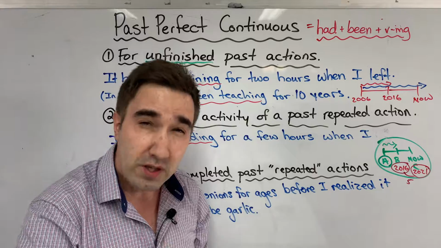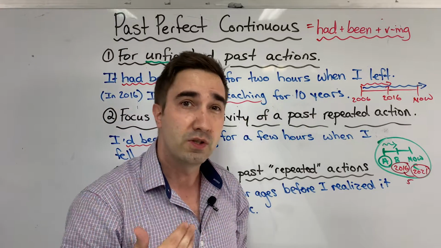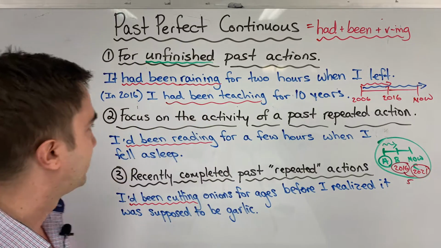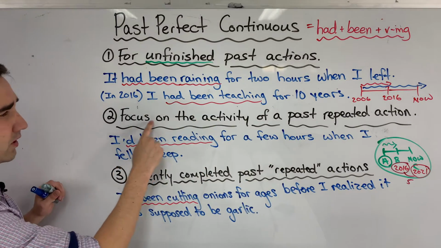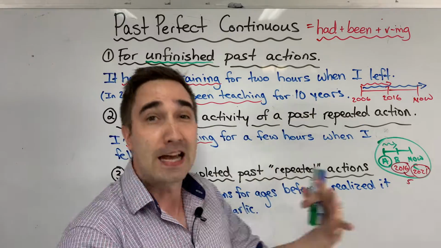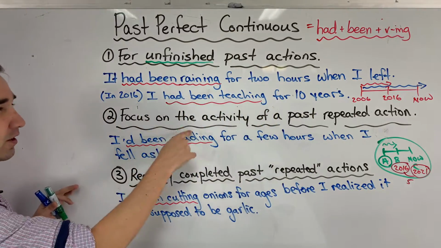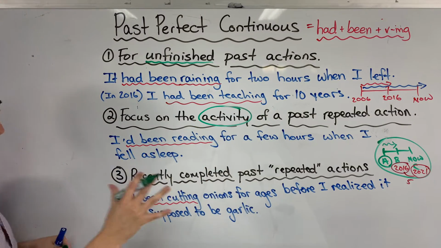And that is confusing, I know, and that's why we only use this when we're telling a story or when we're giving some information about that. Okay, so here we go. Next part is focus on the activity of a past repeated action. Oh my God, that is really hard to say. All right, but focus on the activity of a past repeated action.